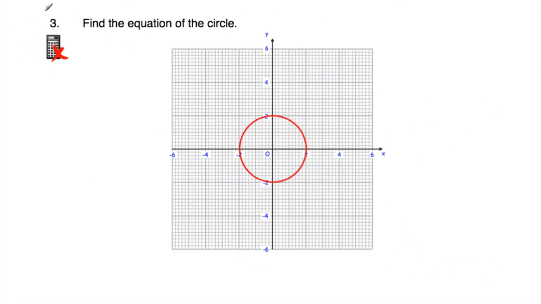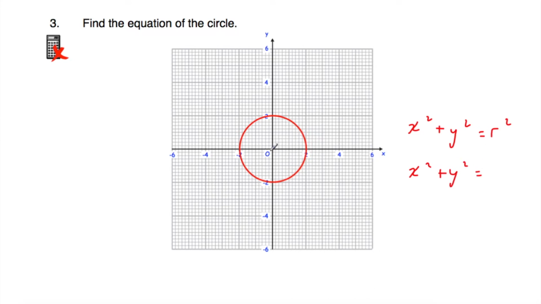Okay, let's have a look at our next question, question number 3. We've been given a circle drawn on a set of axes, with our x-axis and our y-axis, and we've been asked to find the equation of the circle. The centre of the circle is the origin, so it's going to be of the form x squared plus y squared equals the radius squared. Let's find the radius of this circle.